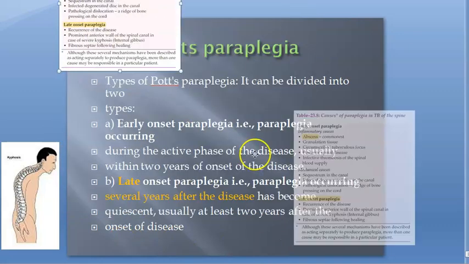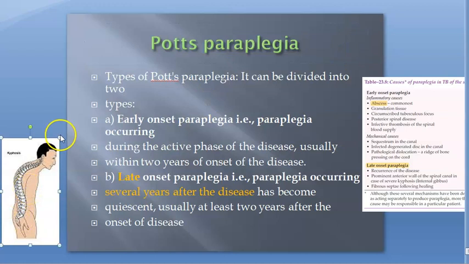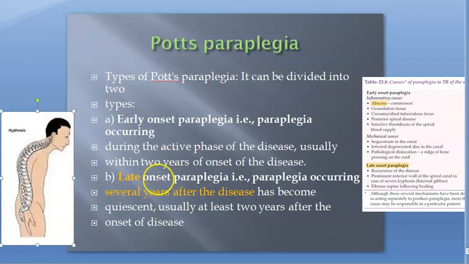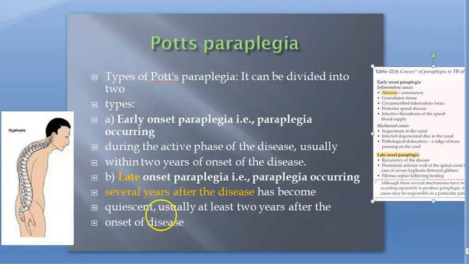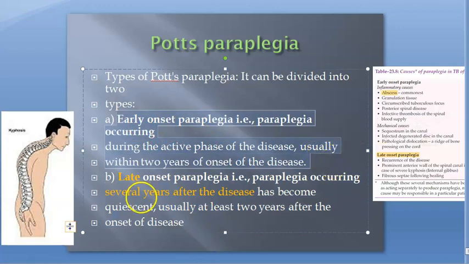Okay, so this is about late paraplegia. But here again they seem to be talking about the spine. This is more of a spine kind of thing. But paraplegia should talk about the neurological stuff, right? So what will be the late onset paraplegia? So this paraplegia is appearing late, is it? And early onset paraplegia occurs within 2 years of the active disease. Okay, so the paraplegia is appearing late and the paraplegia is appearing early.